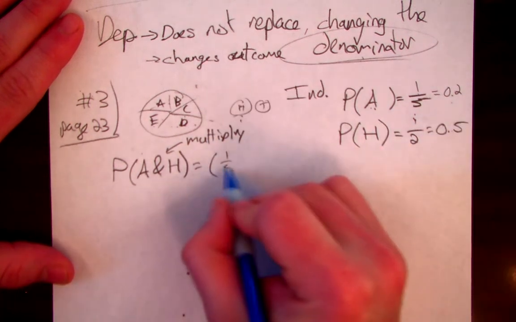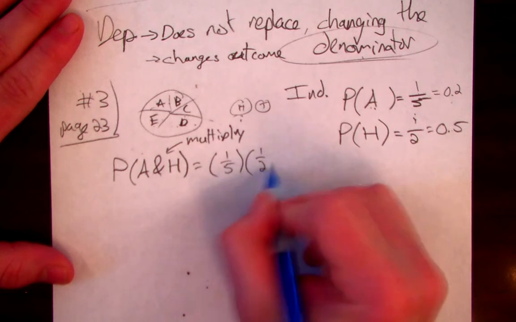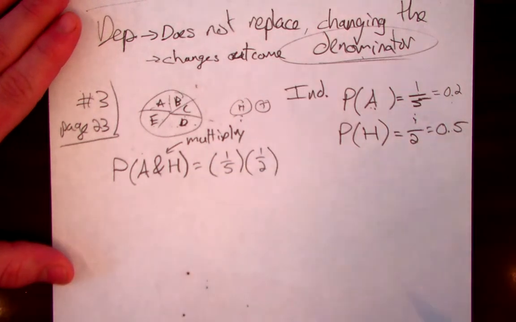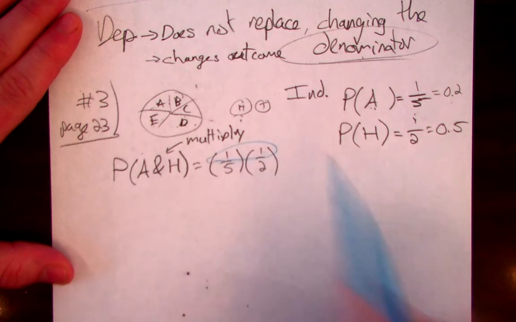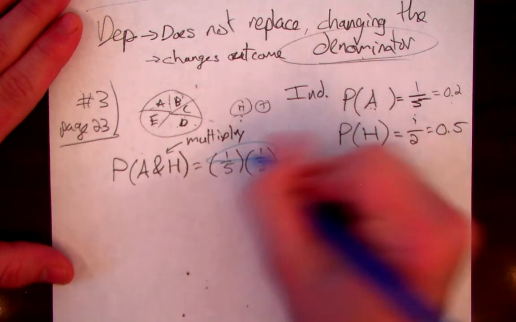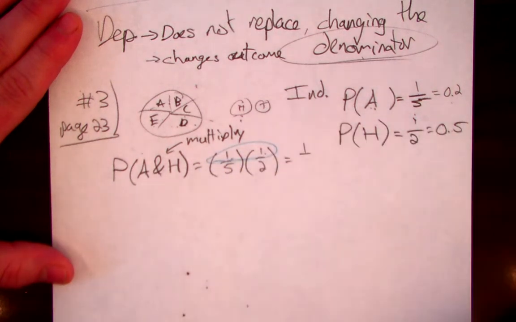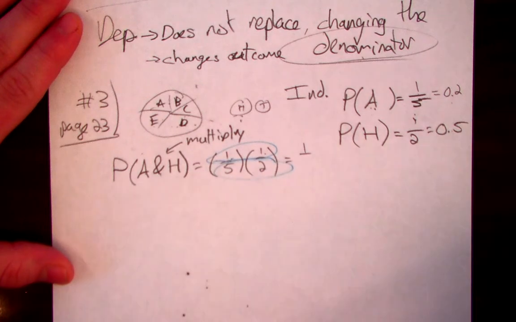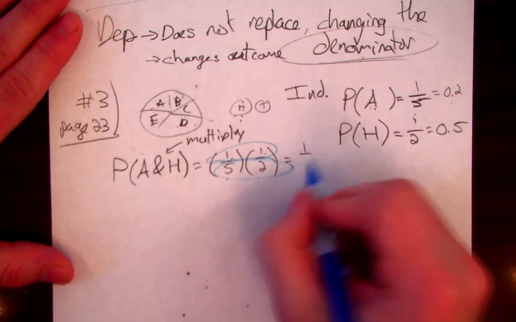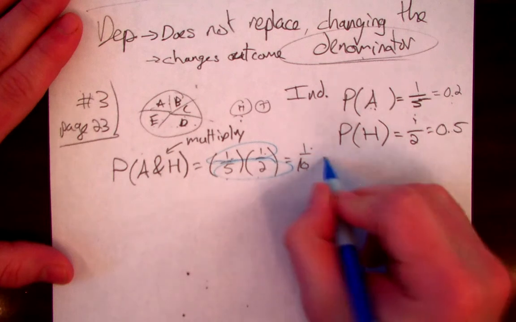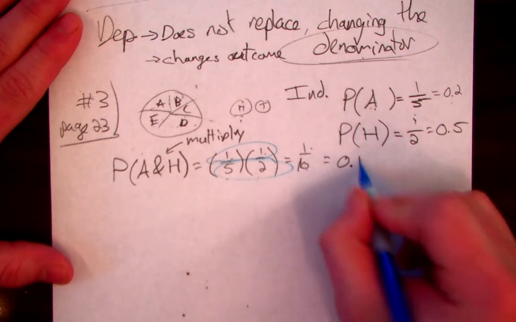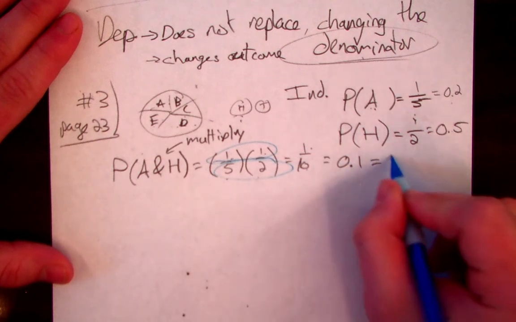We would have 1/5 times 1/2. Again, if I'm working with multiplying fractions, you want to multiply those numerators together. So 1 times 1 is 1, and multiply the denominators together. 5 times 2 is 10. So our value could be 1/10, which is equal to 0.1 or 10%.